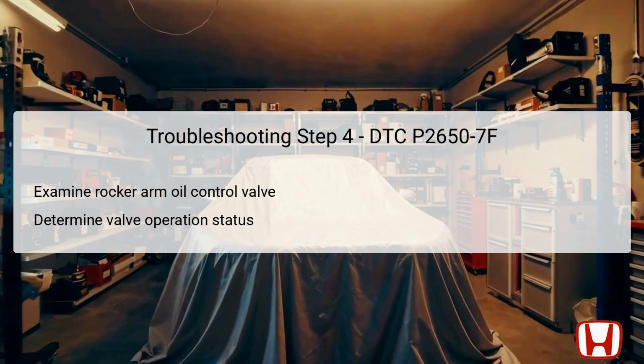A faulty control valve can cause significant oil flow issues, directly affecting VTEC operation. During this inspection, checking whether the control valve moves freely without sticking or obstruction is crucial. Additionally, confirming the valve activates as intended during the VTEC test provides further insights. If the control valve fails to perform, it will likely be the culprit behind the DTC P2650-7F, necessitating appropriate repair or replacement to restore proper engine function.